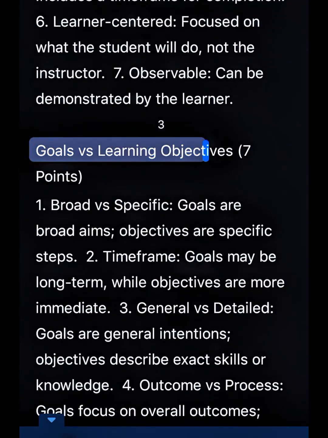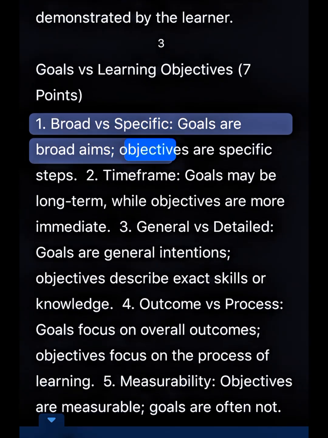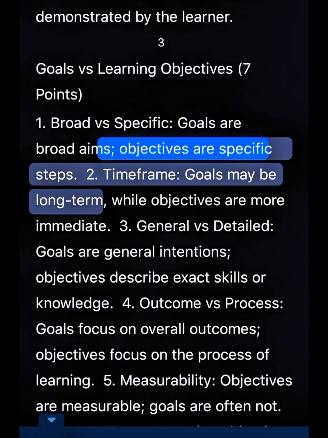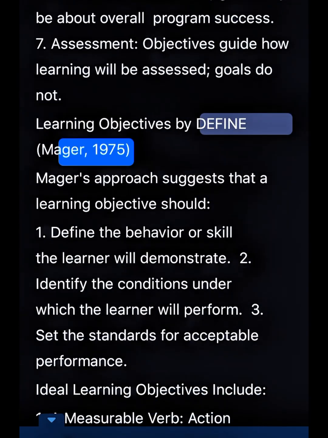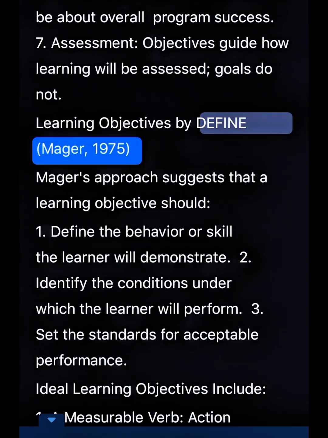4. Understand your audience. Consider the learner's prior knowledge and skills. Adjust the complexity of objectives to suit their level. Focus on skill mastery. Learning objectives should target not just content knowledge but also the mastery of practical skills.